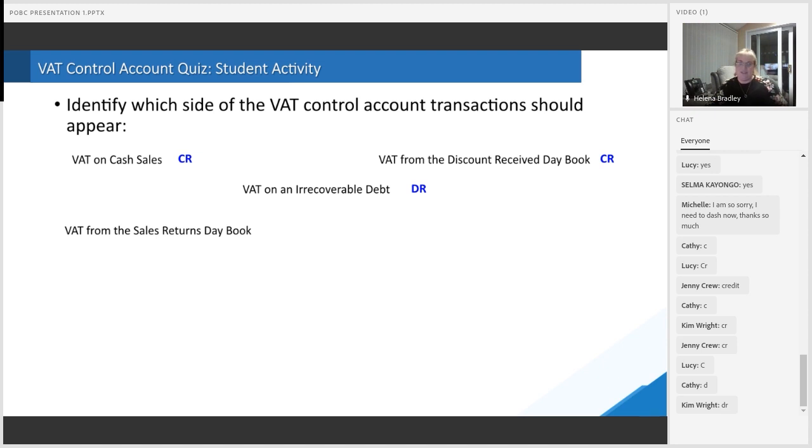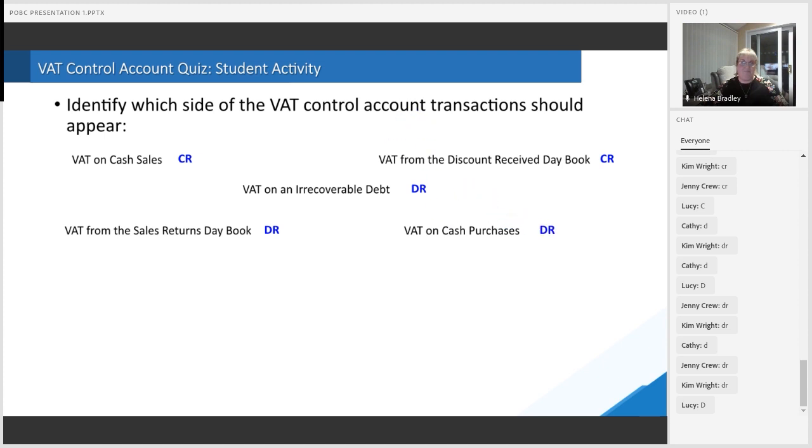The VAT on our sales returns day book. What do we think about that one? Absolutely well done. The VAT on our cash purchases. Doesn't matter whether it's a cash or a credit transaction, guys. It's the same. Perfect. That's great, guys. This really is great. The VAT from the purchase day book, I've kind of given that last one away, haven't I? Perfect. Lovely.